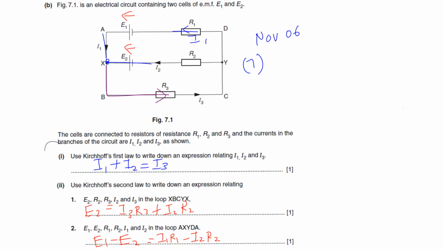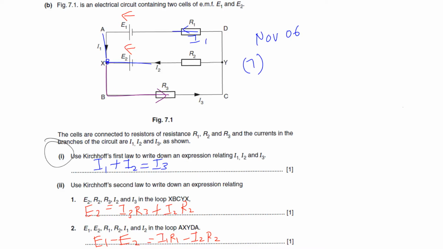So for part 1, which is Kirchhoff's first law, we look at the junction here. Can you see the current entering is I1 and I2, and the current leaving is I3, so I1 plus I2 equals I3.